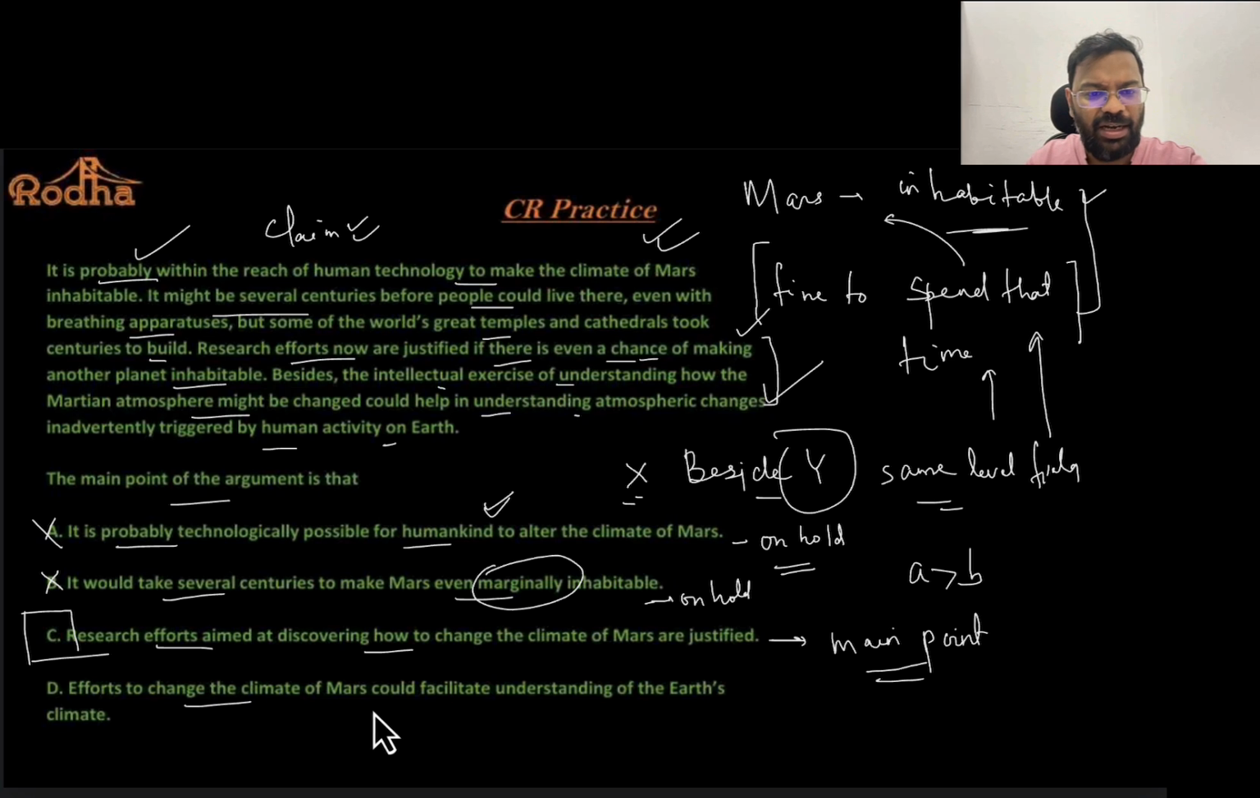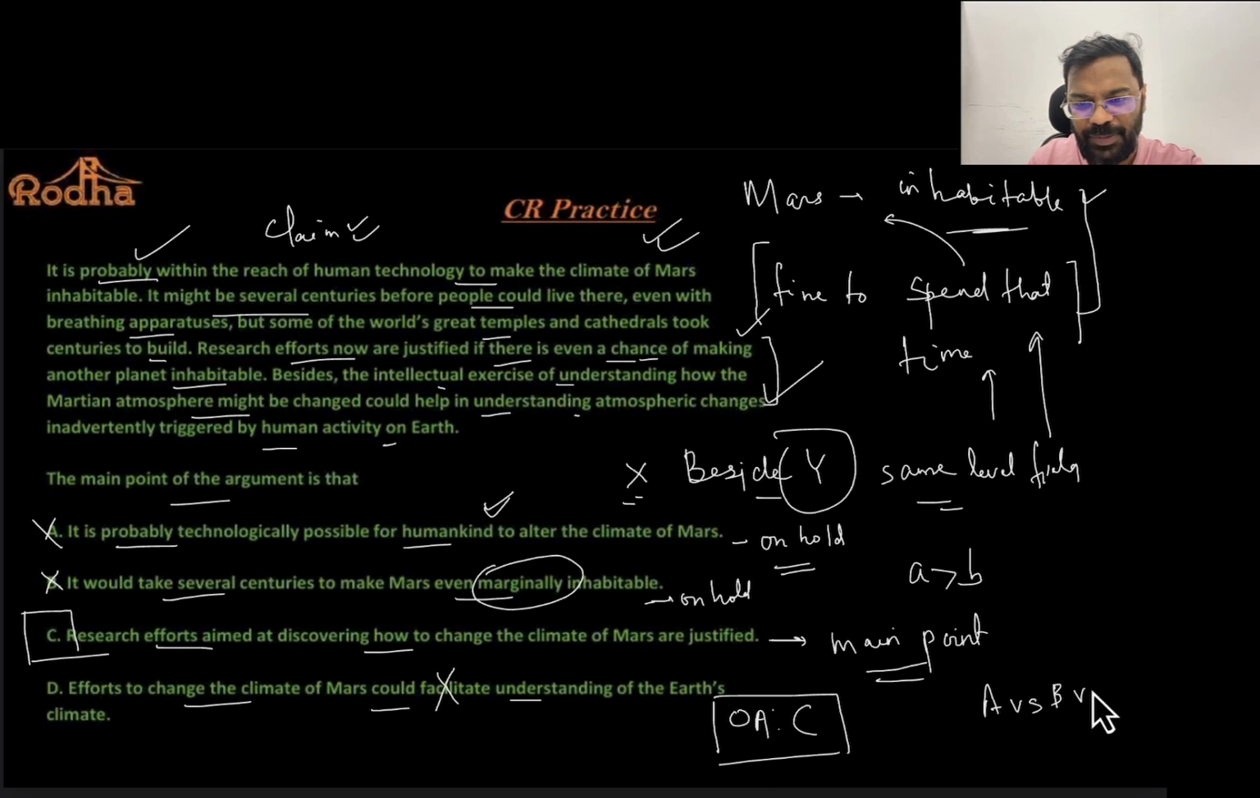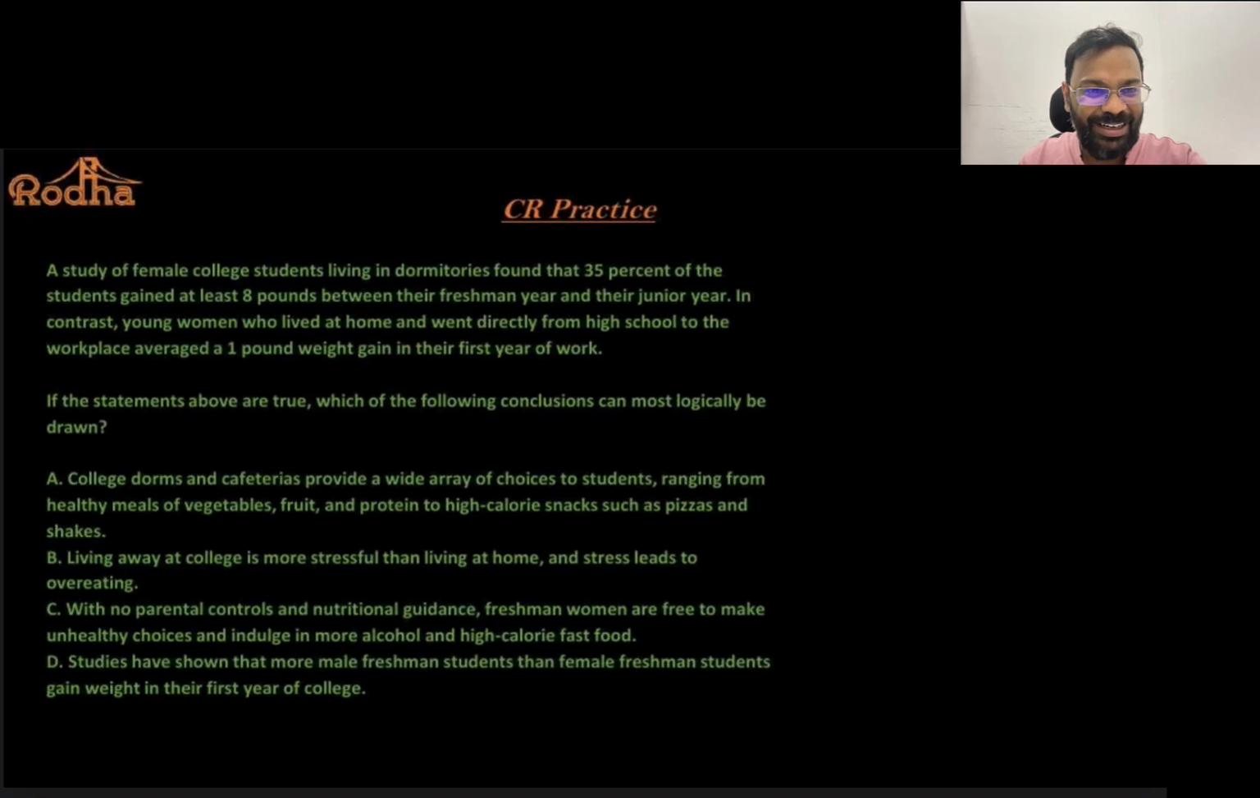Efforts to change the climate of Mars could facilitate understanding of the Earth's climate. Okay, but was this the main point, or was this a strong solid support? Maybe it could be a strong solid support, and therefore we would probably not be picking this option, and my official answer here would be option C. I would probably be struggling between A versus B versus C here. The struggle was real. The struggle will be real. Let's go to the next question.